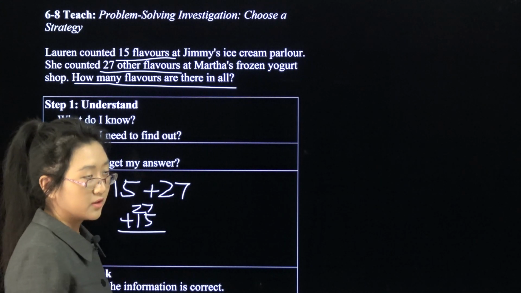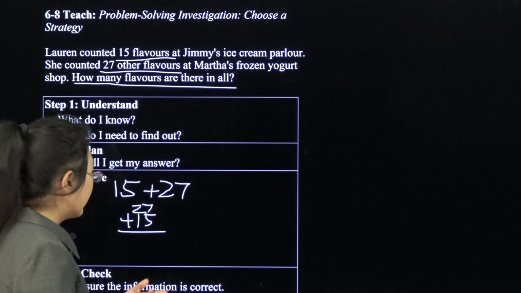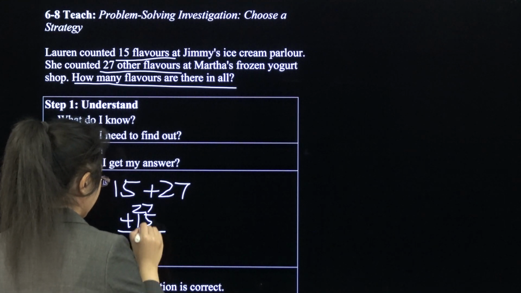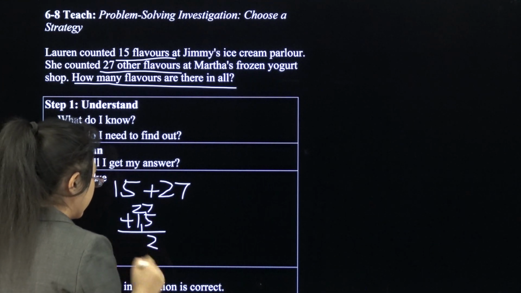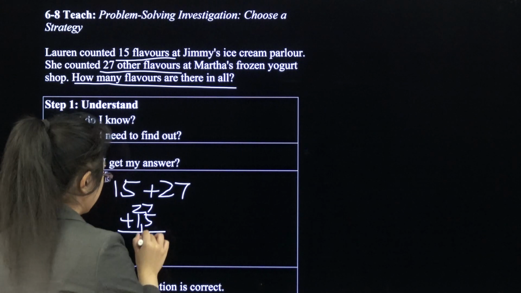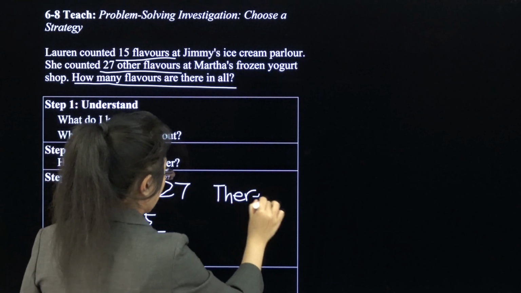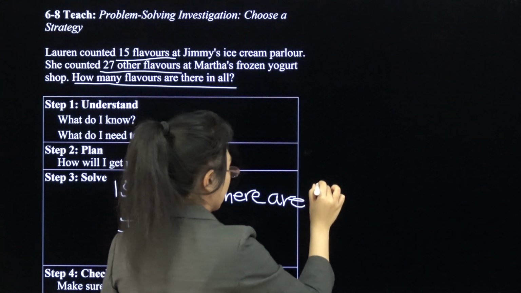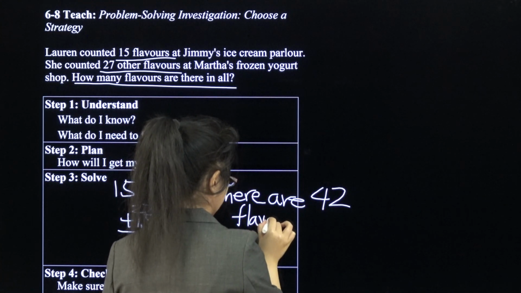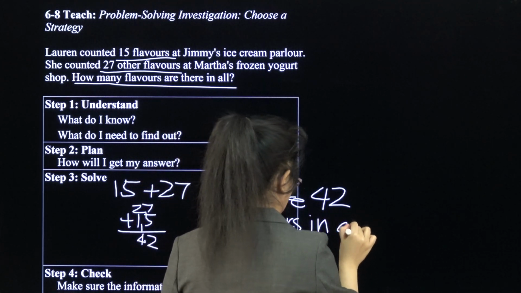We line them up. We start from the right side, and we get 7 plus 5. What's 7 plus 5? 12. Meaning that we have to regroup, and we get 2 plus 1 plus 1, which is 2 plus 2, which is 4. There are 42 flavors in all.